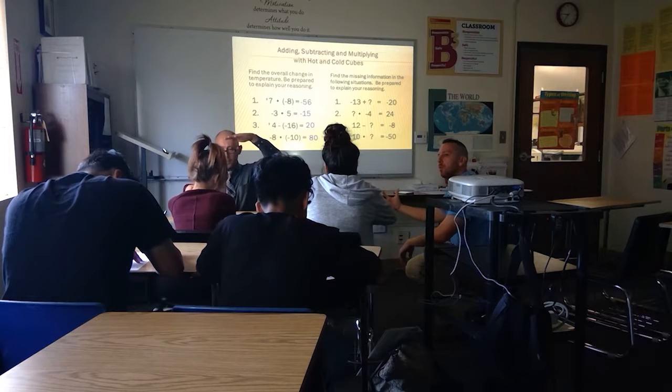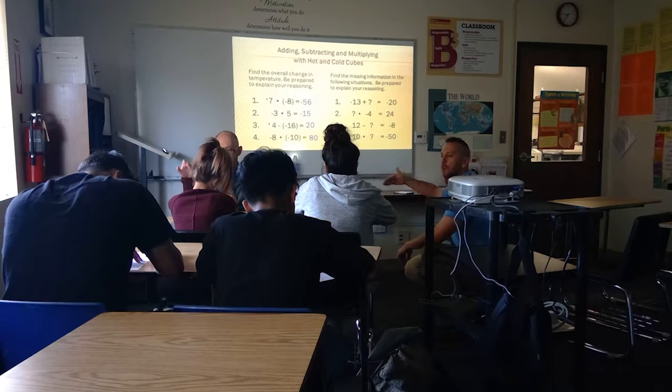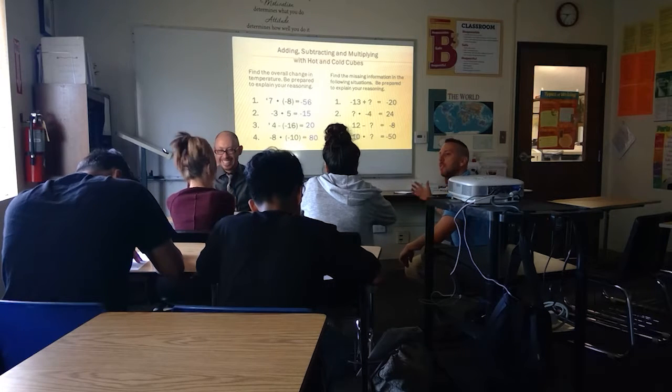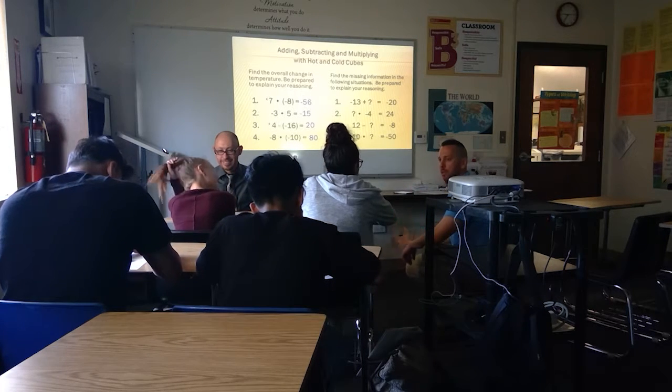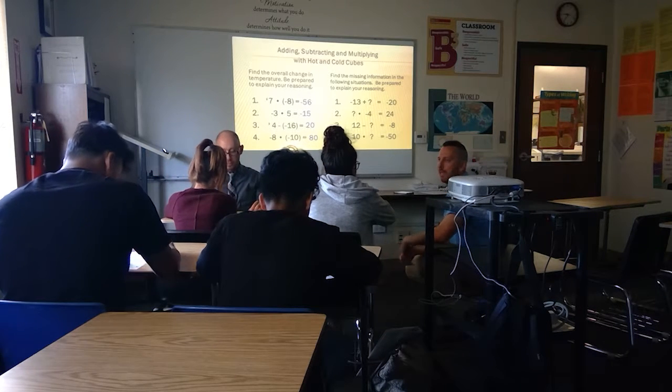Says you have 13 cold cubes, and you added 7 cold cubes. 13 plus 7 is 20. So you have 20 cold cubes. From the 13, since you already have 13 cubes in there, what kind of cubes do we put in? So is it going down or up?